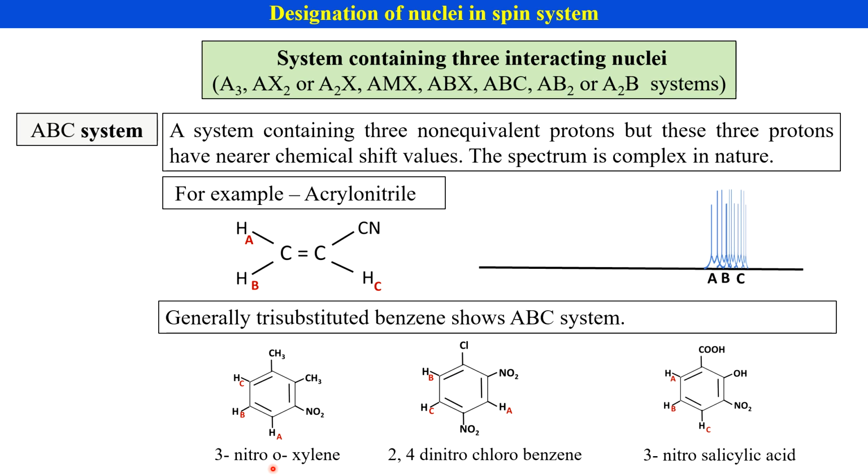For example, 3-nitro-o-xylene, this is an ABC system. 2,4-dinitrochlorobenzene, this is also an ABC system. 3-nitrosalicylic acid, this is also an ABC system. That is, in case of ABC, these protons are strongly coupled with each other, but their chemical shift values are very close to each other. Therefore, the signals sometimes overlap and a complex pattern is seen in the spectra.